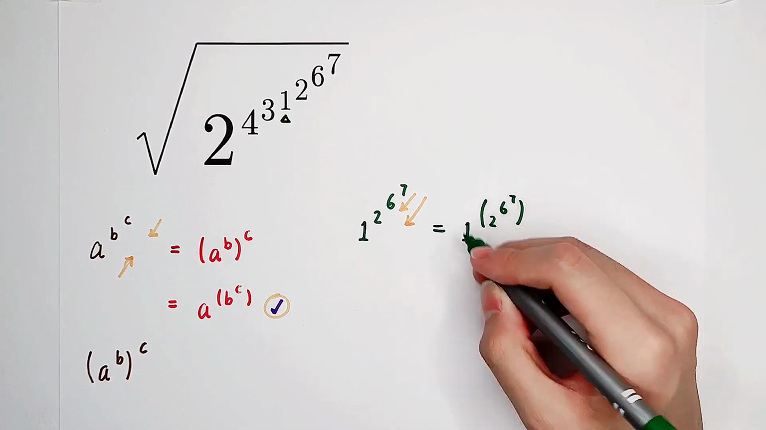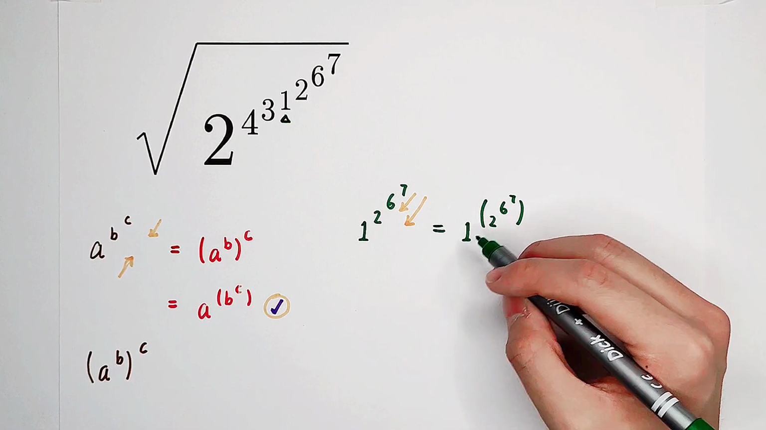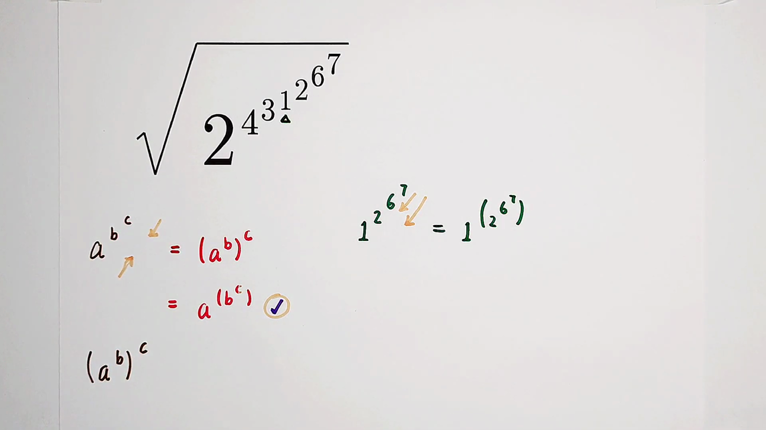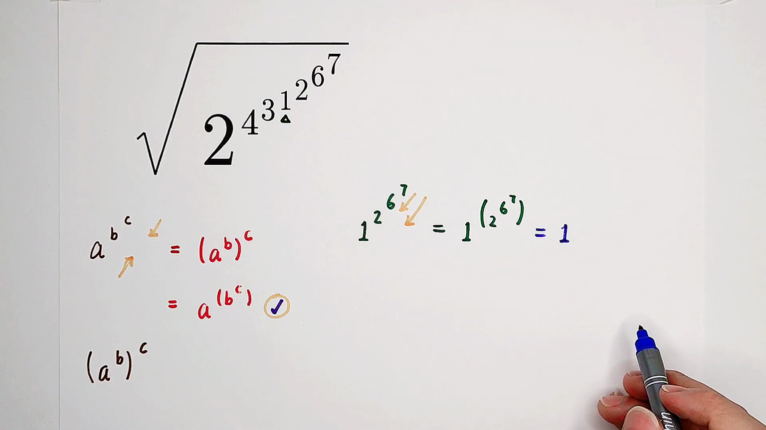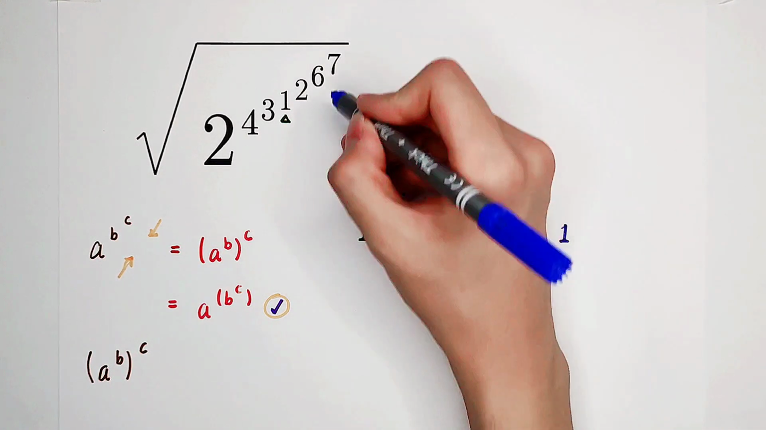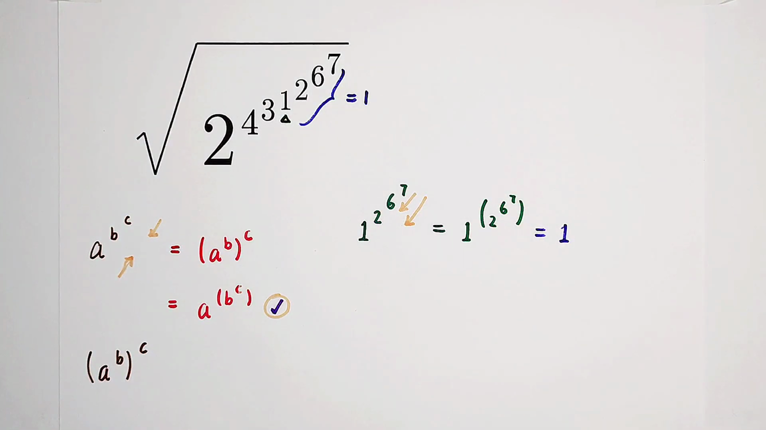So it is actually this. But we know this is also a number. 1 to the power of any real number equals 1. So this equals 1. So what does it mean? It means that this section equals 1. Don't worry. Let's move on.